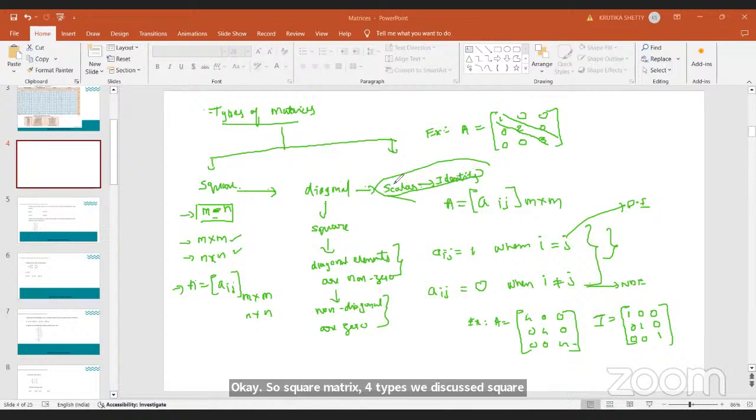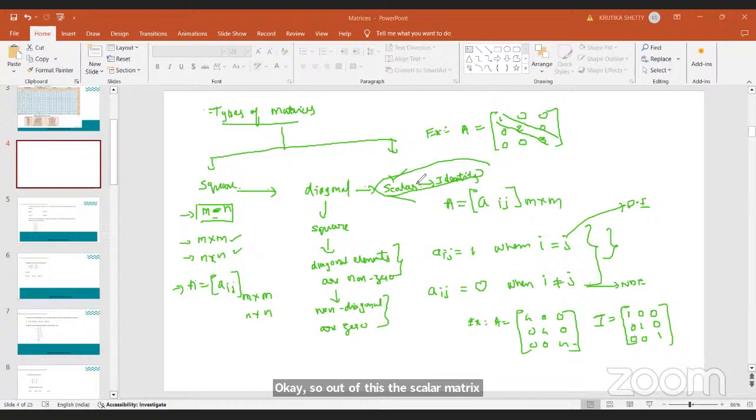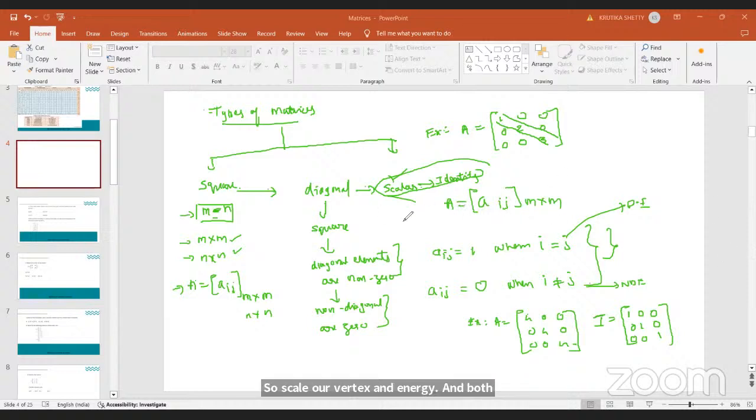Out of these, the definition of the scalar matrix is asked many times. So be perfect with the definitions of scalar as well as identity, because the identity matrix we use in the product of matrices. So the scalar matrix and identity matrix are both very important. Hope these definitions are clear, and then two other definitions are remaining. Within a minute we will discuss that, and then discuss some MCQs.